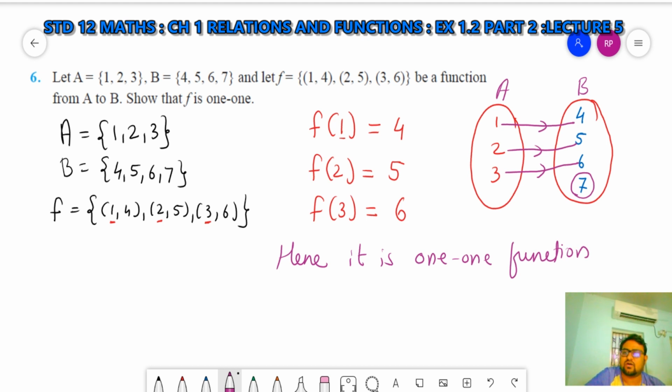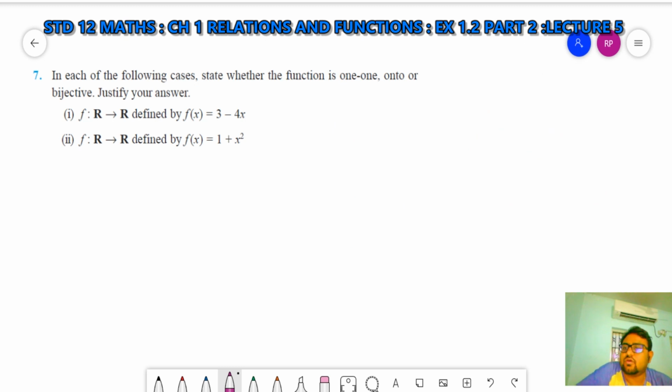Okay, so that was about question number 6. Now let's move to the next, that is question number 7. Question number 7. Okay, in each of the following cases, state whether the function is one-one, onto, or bijective.